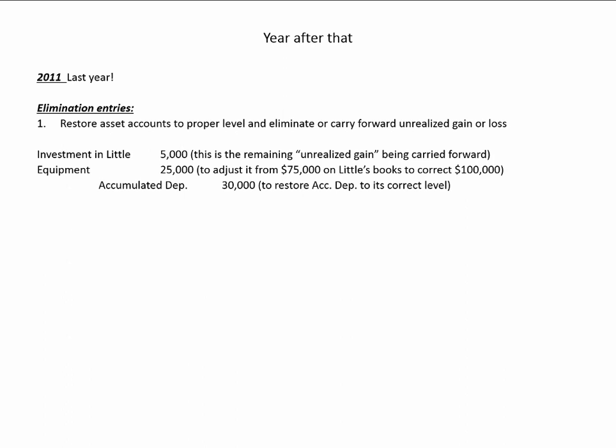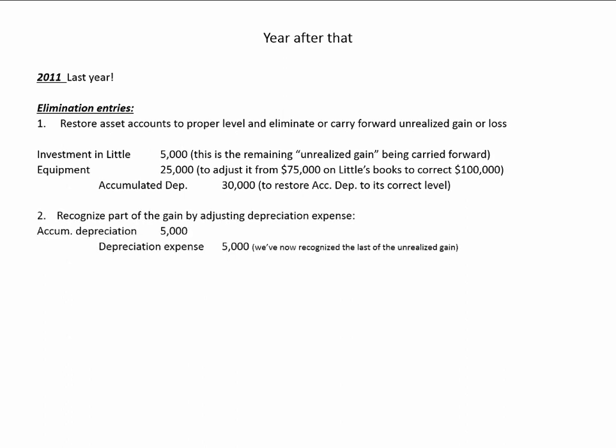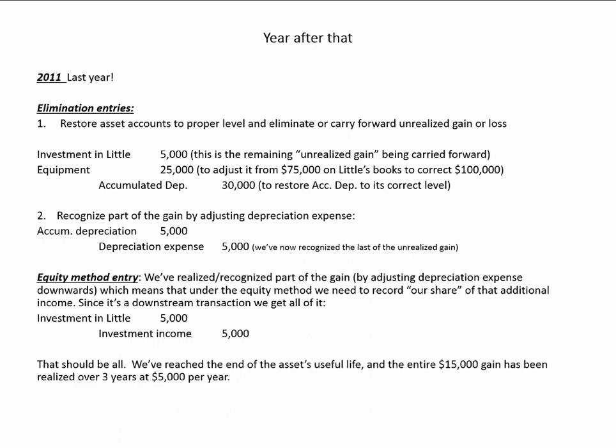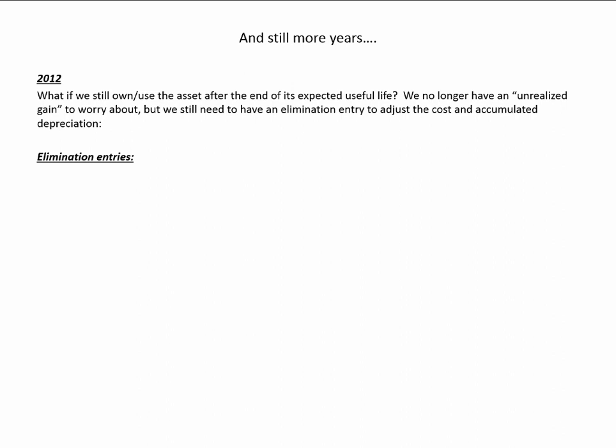And the difference is that last $5,000 of unrealized gain, which we then realize by, for the last time, adjusting depreciation expense. And once again, there's a $5,000 increase to our consolidated income, which means there's a $5,000 increase to our investment income. Now that should be all. We've reached the end of the asset's useful life, and the entire $15,000 gain has been realized over 3 years at $5,000 per year. But let's assume that in 2012 the asset is still being used.